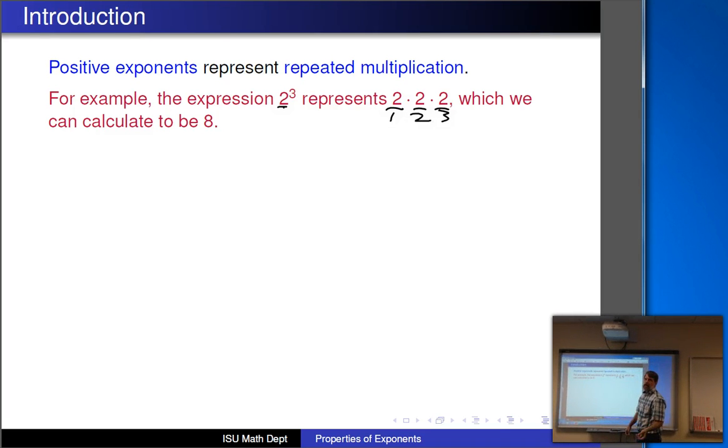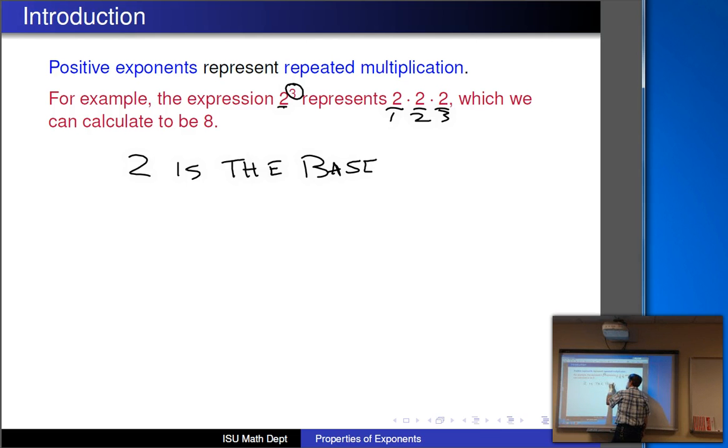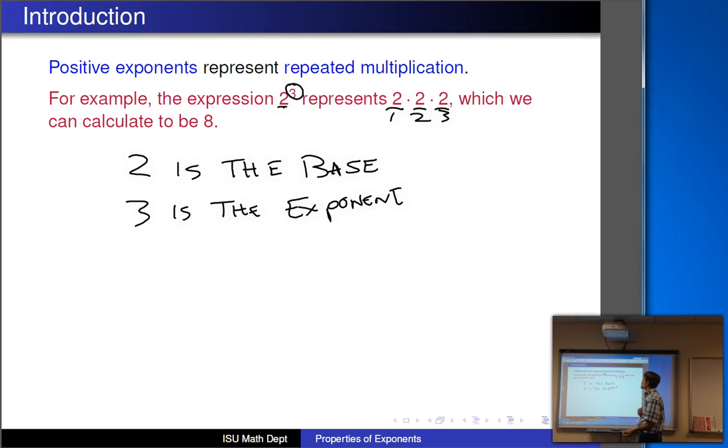All right, the way we represent that triple multiplication is with this exponent here. The terminology that we use, 2 is the base, all right, that tells us what we want to multiply. 3 is the exponent. Okay, so 2 is the base, 3 is the exponent. We multiply 2 times 2 and get 4. We multiply that by 2 and we get 8.